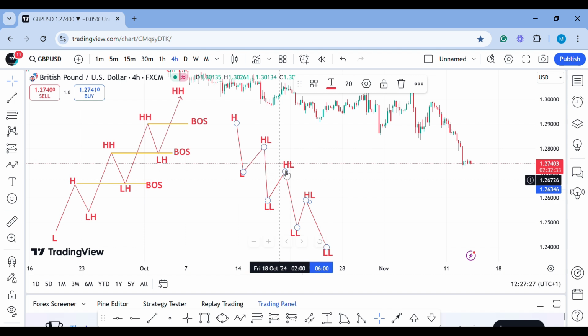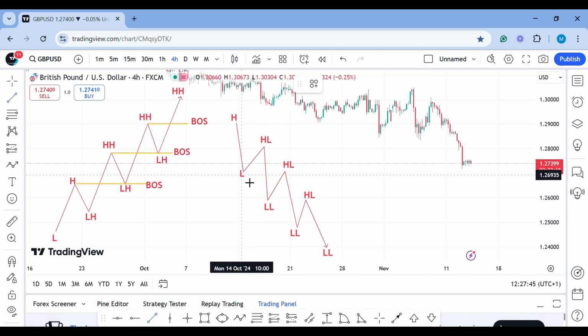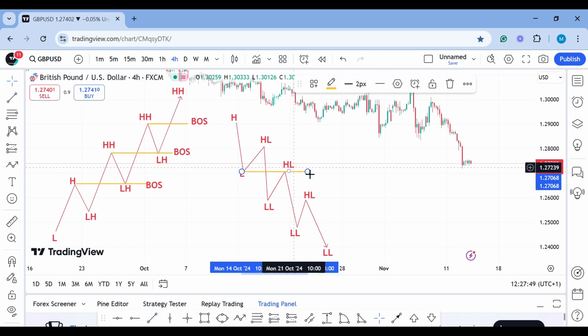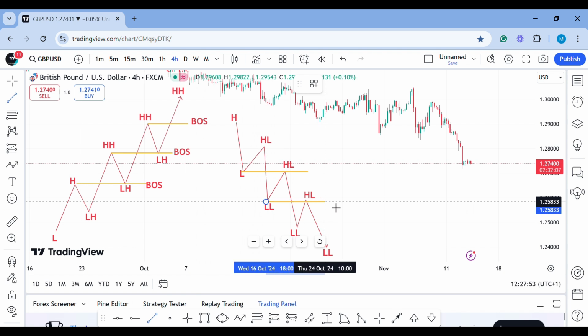Impulsive move to the downside, correctional move, impulsive move to the downside, correctional move, impulsive move to the downside. Then what you should be expecting is, from here, a correctional move to this place before dropping down. This was the template of it. And to mark out your BOS, which is break of structure, this is just how to mark out your BOS.